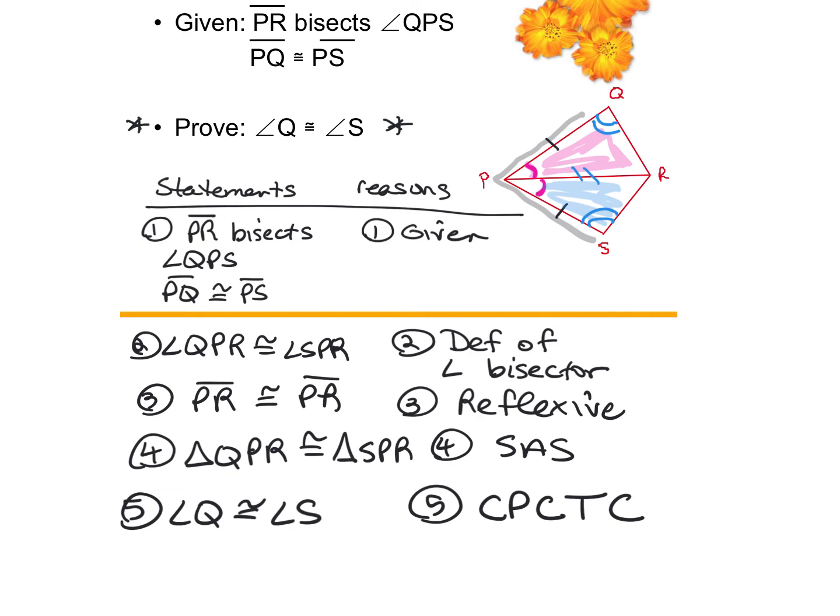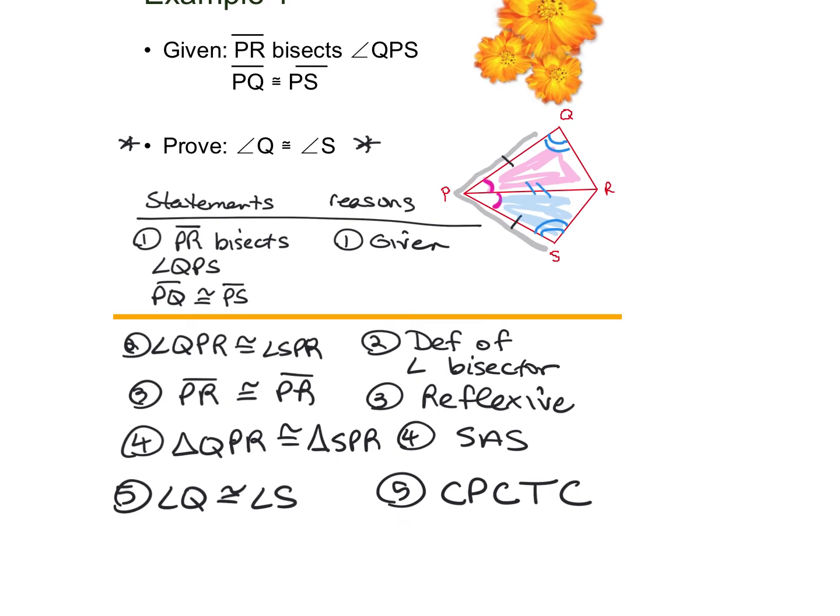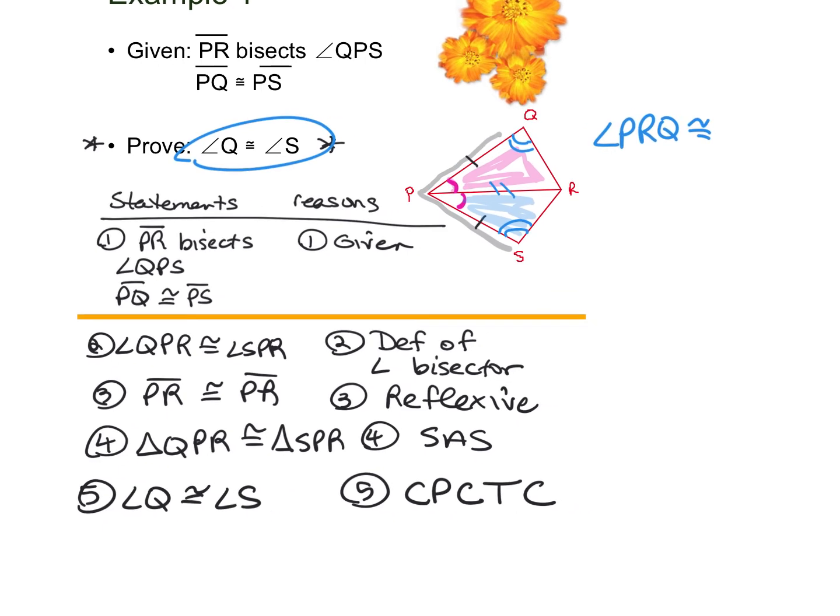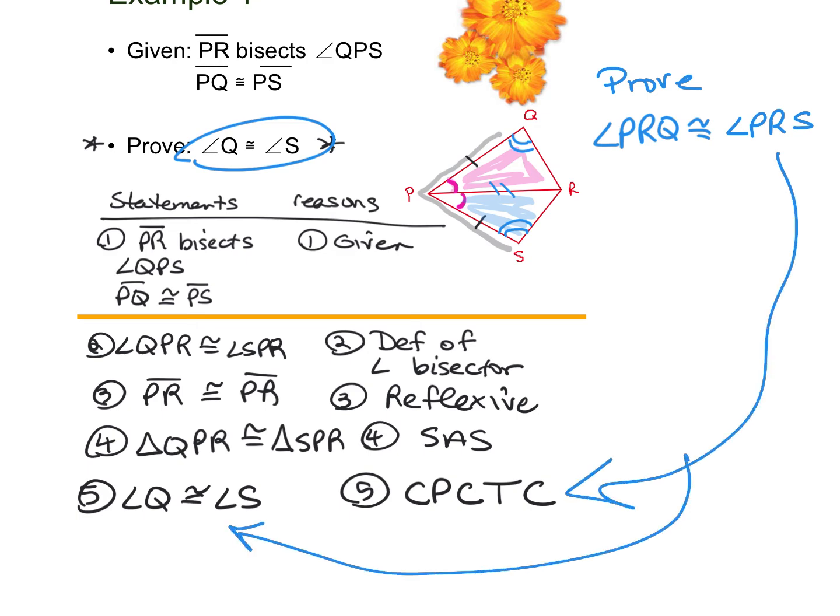I could have also changed the proof here, and instead of saying this statement, I could have asked you to prove that angle PRQ is congruent to angle PRS. I could have said prove this instead. So then I would just have written this here with the CPCTC. Or another thing I could have asked you to prove is that QR is congruent to SR.